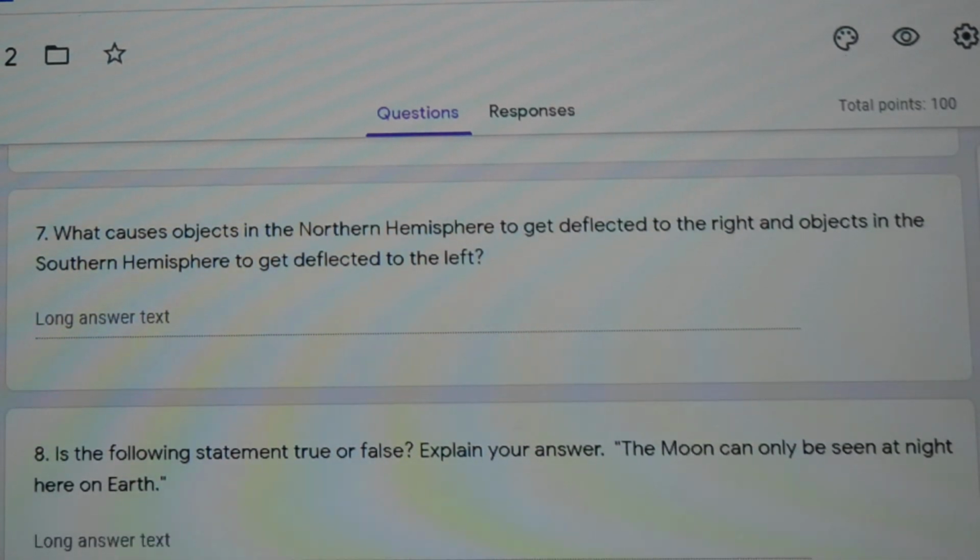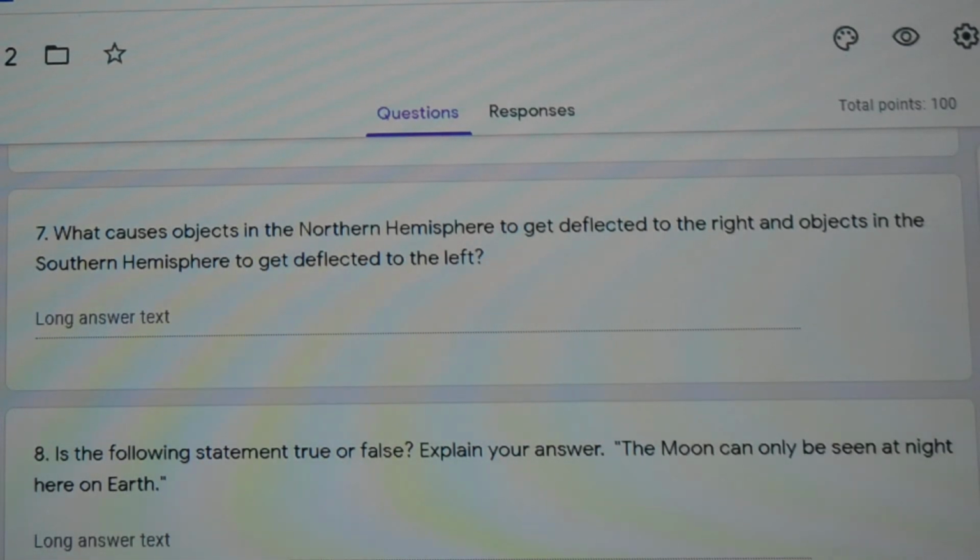Number 7, what causes objects in the northern hemisphere to get deflected to the right and objects in the southern hemisphere to get deflected to the left? You need to dig through your notes. I will take 1 or 2 answers on this one.